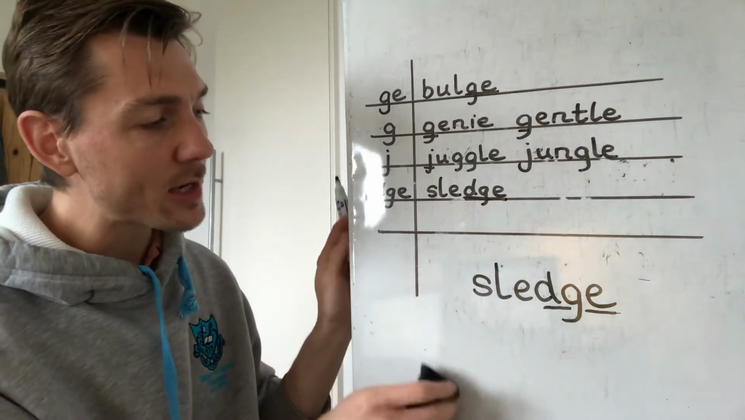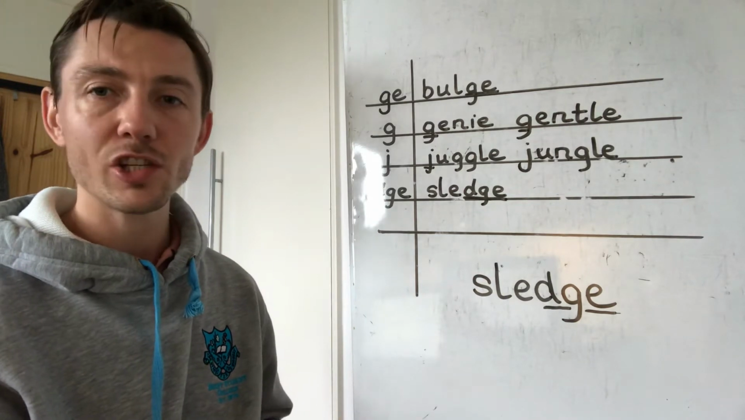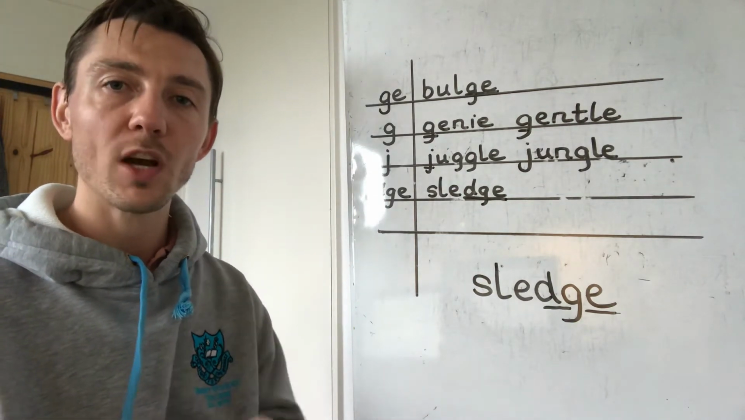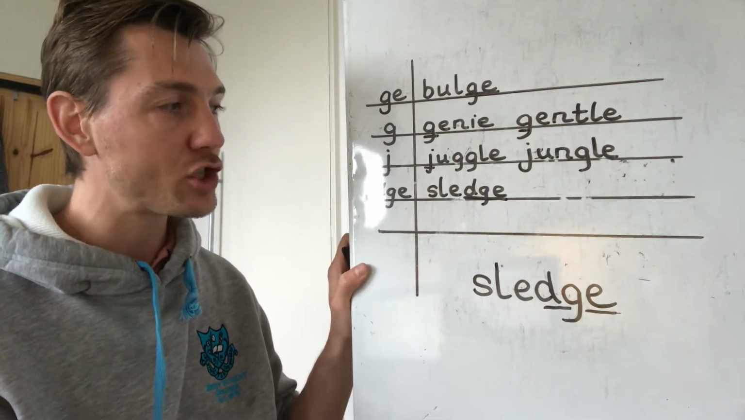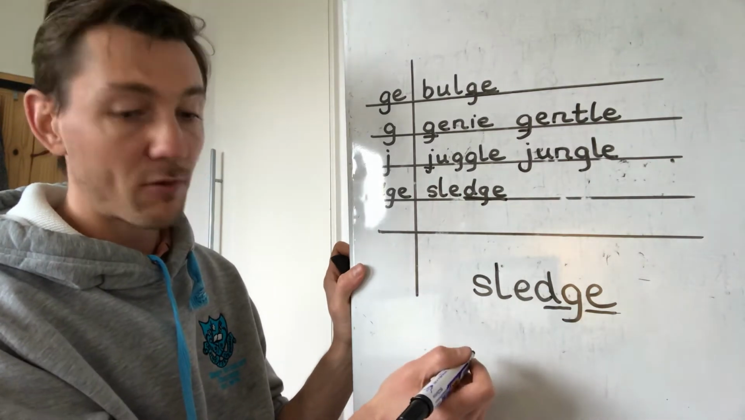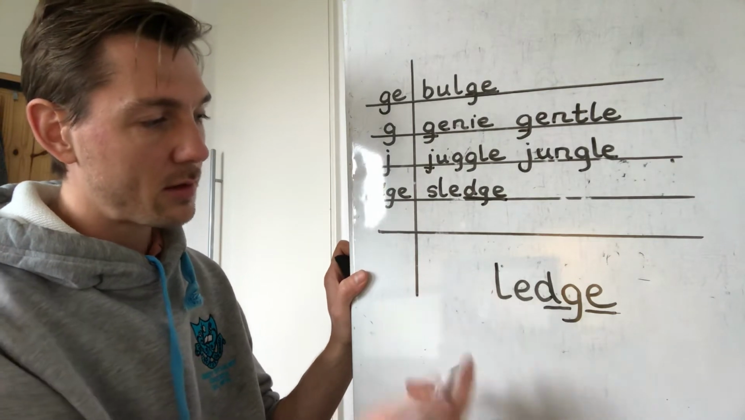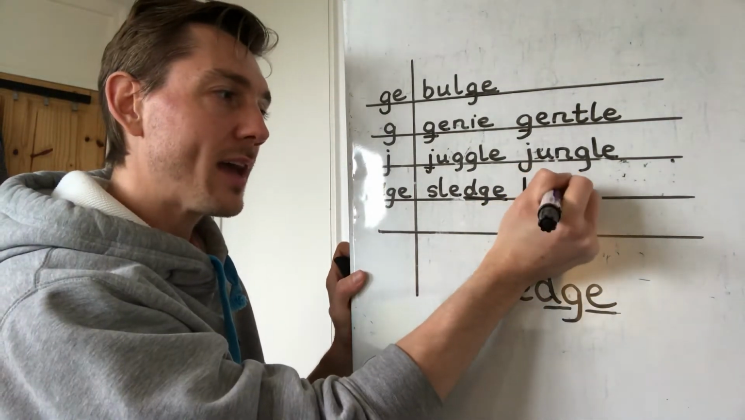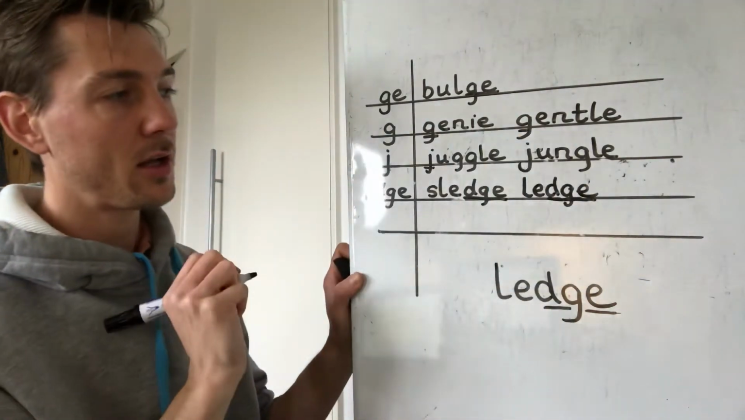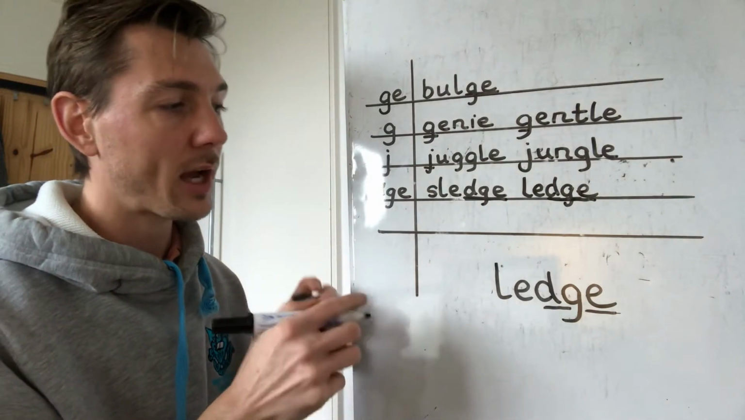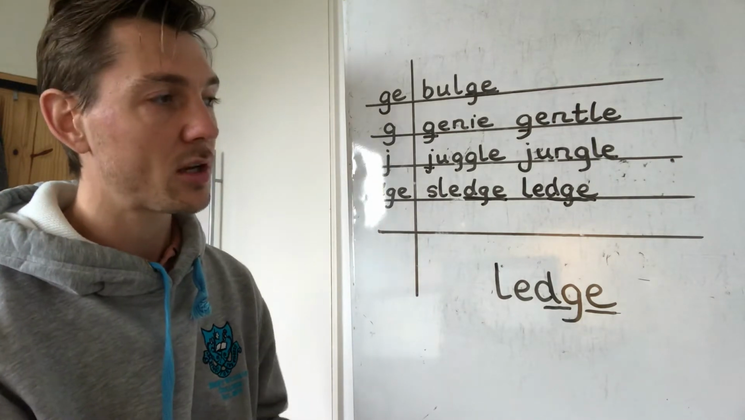Okay. Now I'd like you to take out the sounds that you need to turn the word sledge into the word ledge, as in a window ledge or windowsill. Ledge. So, write that word as well in the same section, okay? So we have ledge. Okay, then take out the sound that you need to turn the word into the word edge.